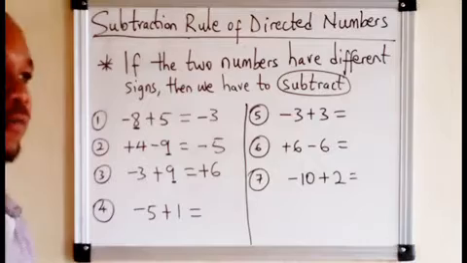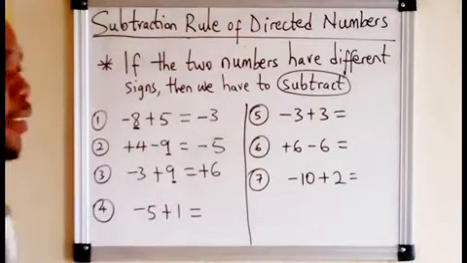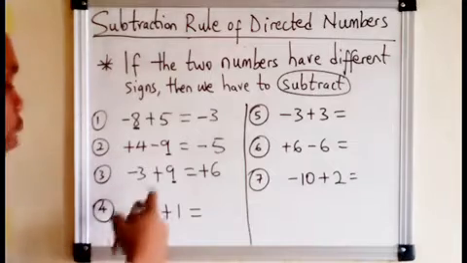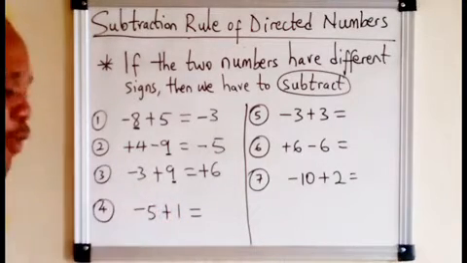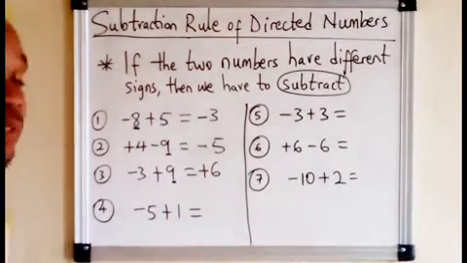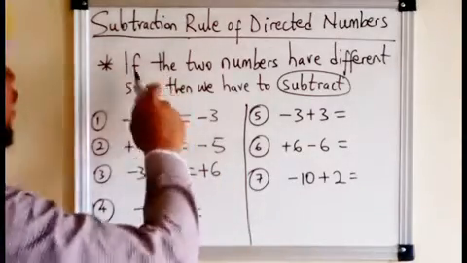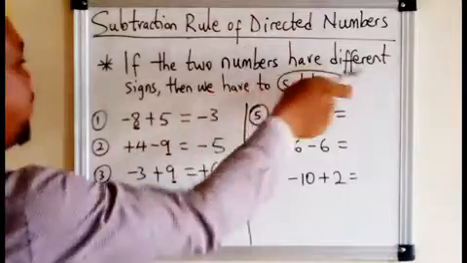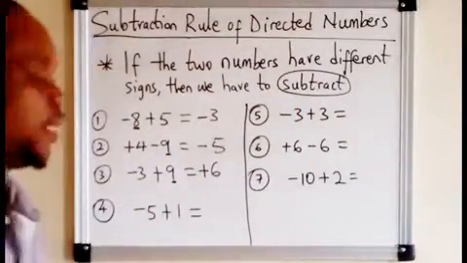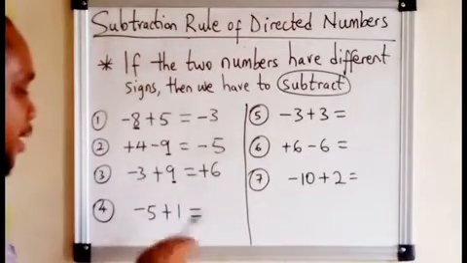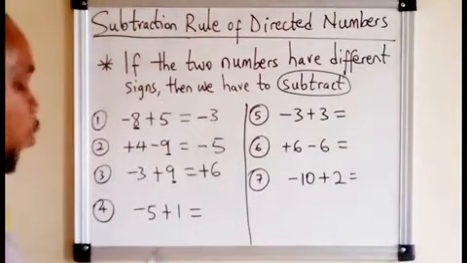Then in number 4, we have minus 5 plus 1. 5 is carrying a minus sign, while 1 is carrying a plus sign. They are not carrying the same sign. They are carrying different signs. And since we are told that if the two numbers have different signs, then we have to subtract. So since 5 is carrying a minus sign and 1 is carrying a plus sign, they are carrying different signs. So we know we are going to subtract.